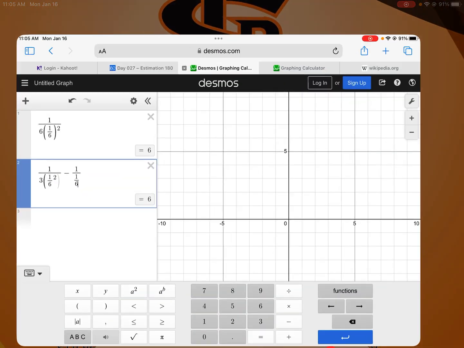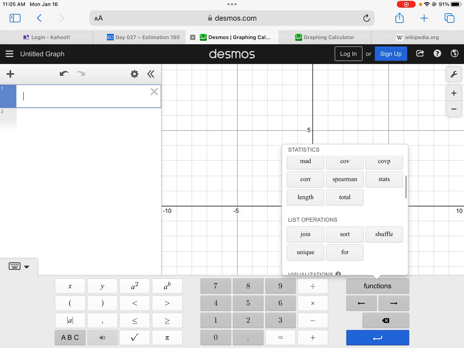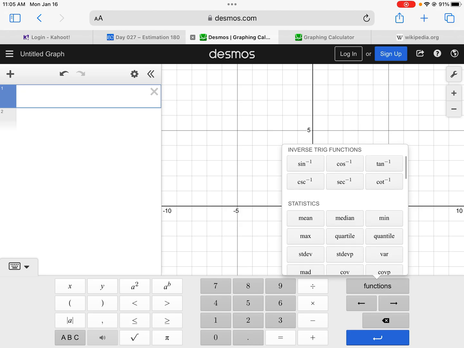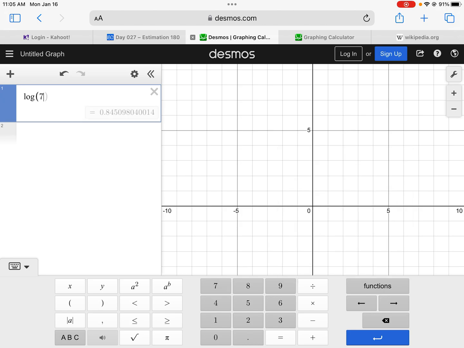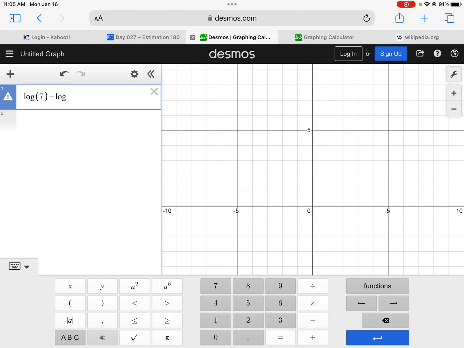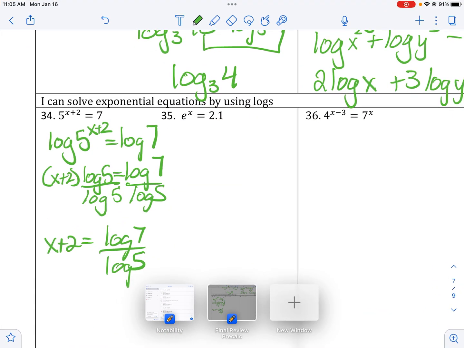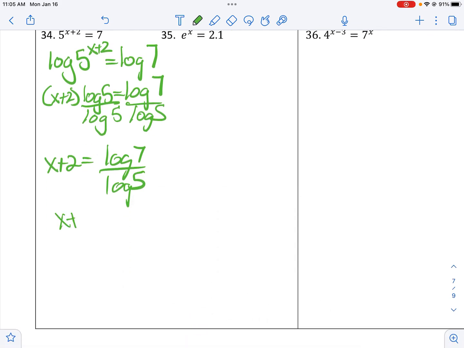So let's see what that is. Functions, where's the log? It's way down at the bottom, I think. So log 7 divided by log 5, that's 1.209. And then we just subtract our 2.